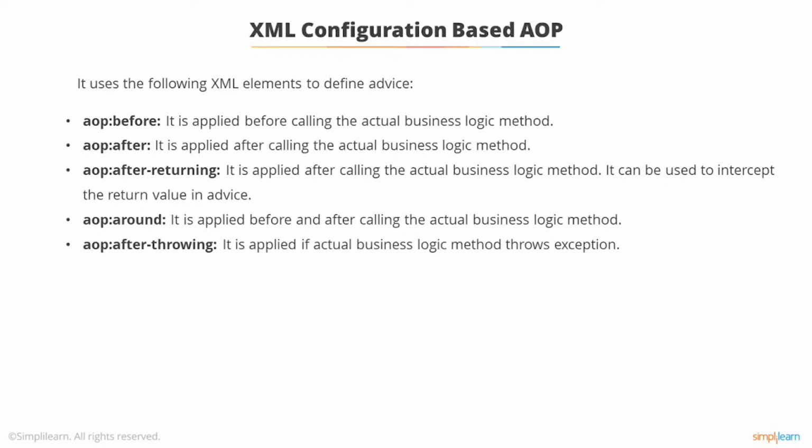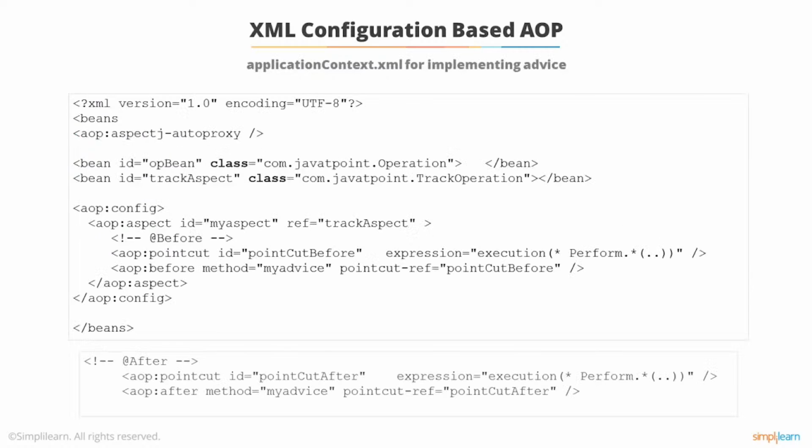XML configuration based AOP uses the following XML elements to define advice. AOP before is applied before calling the actual business logic method. After is applied after calling it. After returning is applied after calling the actual business logic method, and it can be used to intercept the return value. Around is applied before and after calling the business logic method, and after throwing is applied if the actual business logic method throws an exception.